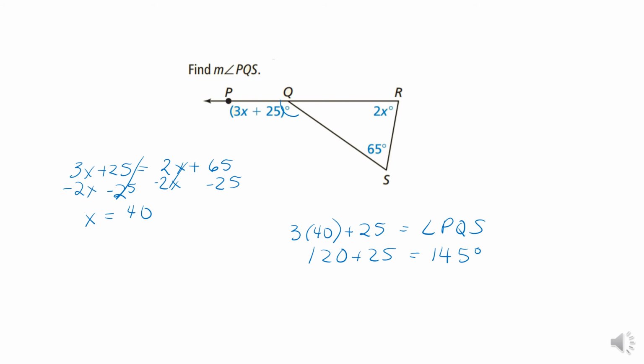Okay, and now we're going to double check. 2 times 40 is 80 plus 65 is 145. And we know we got it right. Okay? Alrighty.